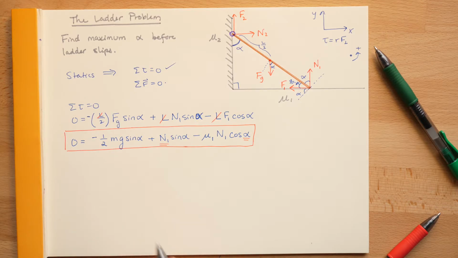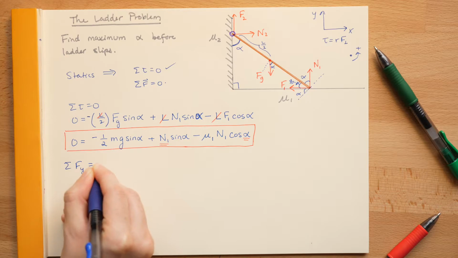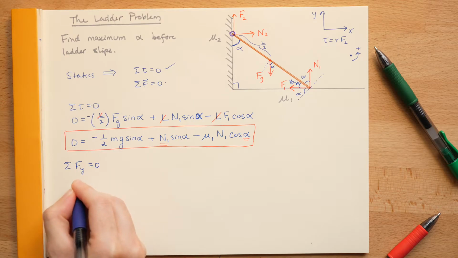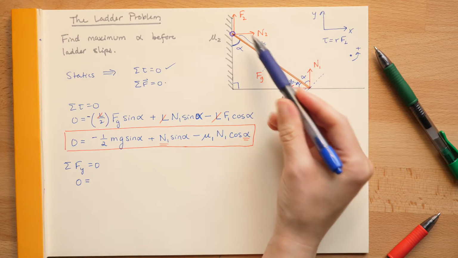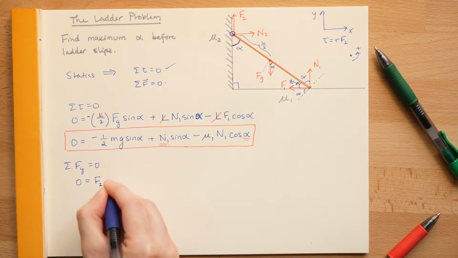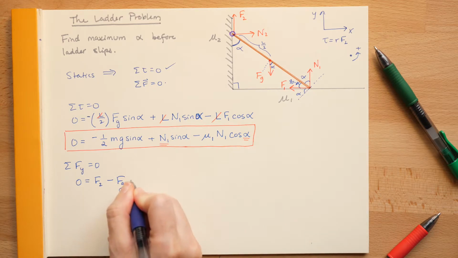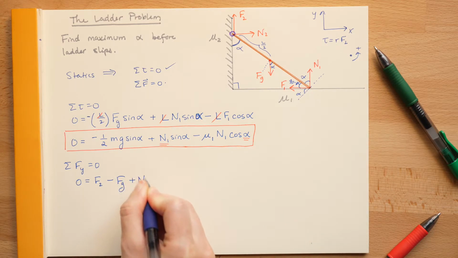So let's start by summing the forces in the y direction. If we sum the forces in the y direction, they should be equal to 0. So 0 equals, what forces point in y? F2 points up, we have to subtract Fg, and we have to add N1.